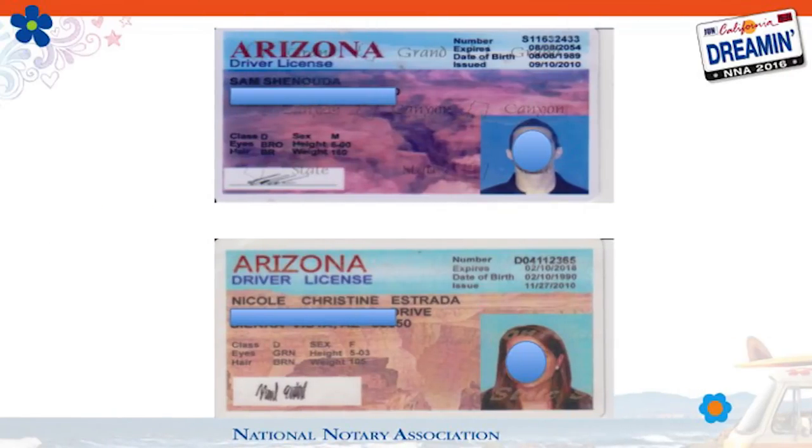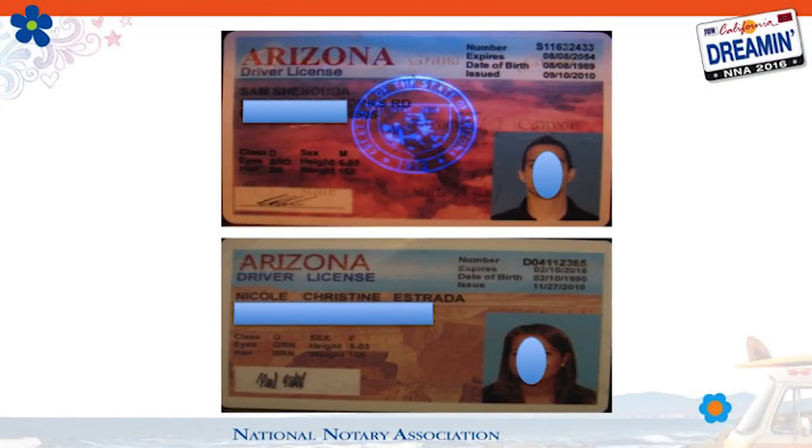Other states, let's look at Arizona. Here are two Arizona driver's licenses. They both look alike. Both have the picture of the Grand Canyon. We've got Sam and we've got Nicole. Let's put them under the black light now. Well, Sam shows a state seal. Nicole has nothing. So I know Nicole is fake. Sam's got the state seal, but the quality is not the greatest.